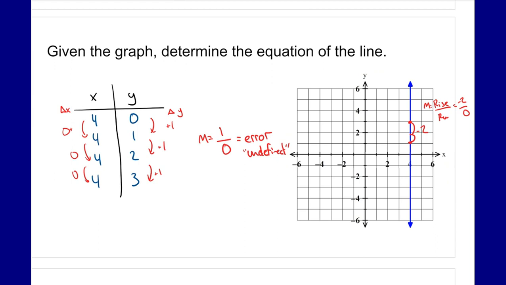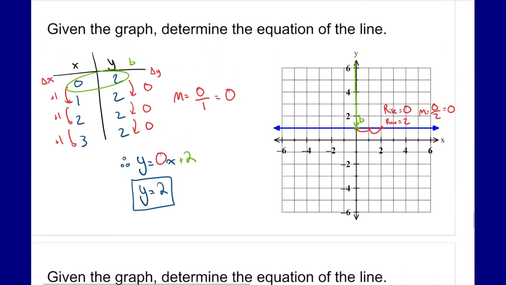Right? If we look at the table, we look at the graph, what do we notice? We notice that the y values can change, but what is always staying the same is the x value. X is always going to be equal to 4. It does not matter what the y value is, the x value is always going to equal 4. So in that case, we can say that the equation is going to be x equals 4.